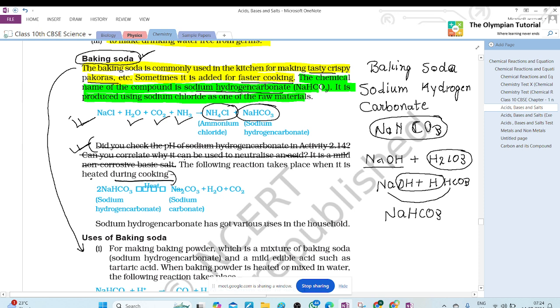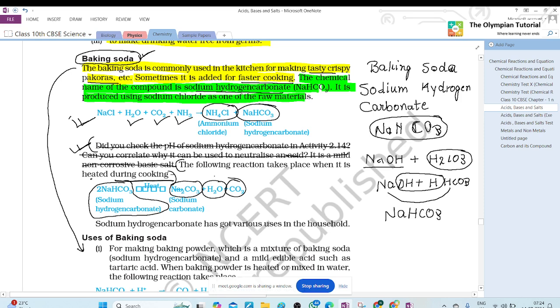You simply write the following. As we discussed at the start of baking soda, baking soda makes food crispy and fluffy. It is basic salt, but it is non-corrosive, so we use it as edible product. What is the reason behind this? Because when sodium hydrogen carbonate is heated, it gives sodium carbonate along with water and carbon dioxide.